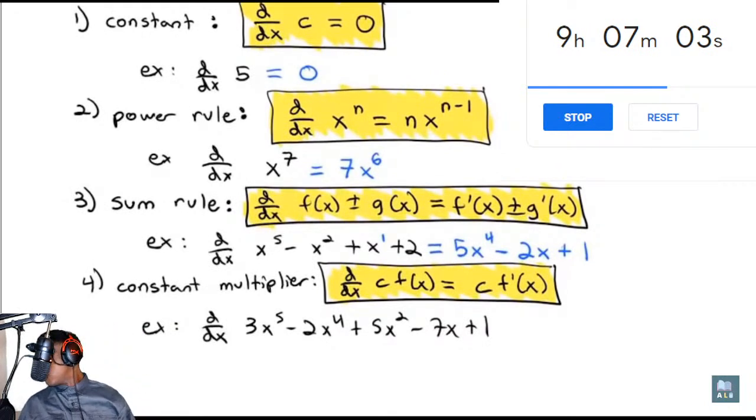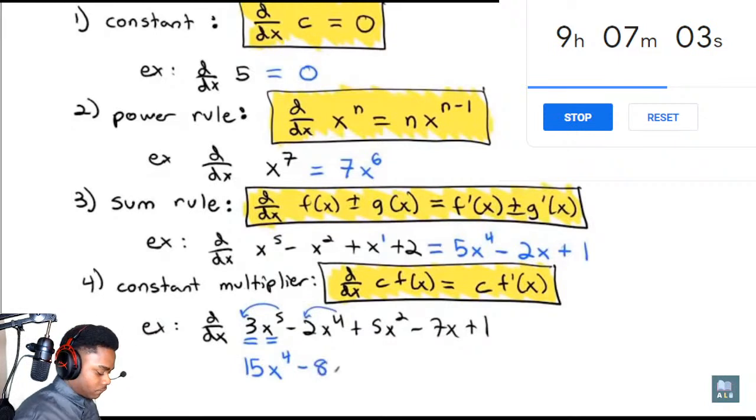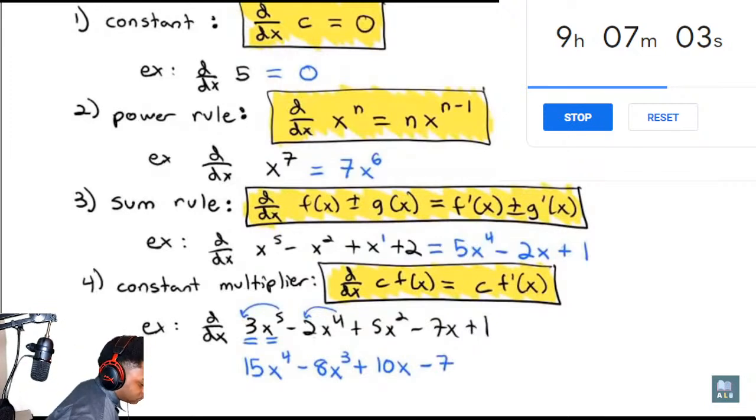Take 3x to the 5th minus 2x to the 4th plus 5x squared minus 7x plus 1. The 3 can just be multiplied by whatever the derivative is of x to the 5th. Well, we know we pull that exponent out front, so 3 times 5 is 15 x to the 1 less, 4th power, minus, bringing the exponent out front, 2 times 4 is 8 x cubed, shrinking the exponent by 1, plus 2 times 5 is 10 x, shrinking the exponent by 1, minus 7 times 1 is 7. Shrink the exponent by 1 and the x disappears, and the derivative of the constant is 0. So now we have our new derivative of that polynomial.